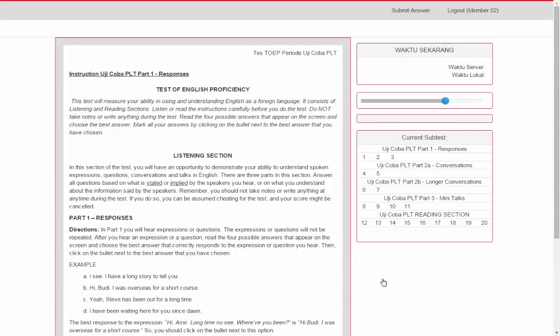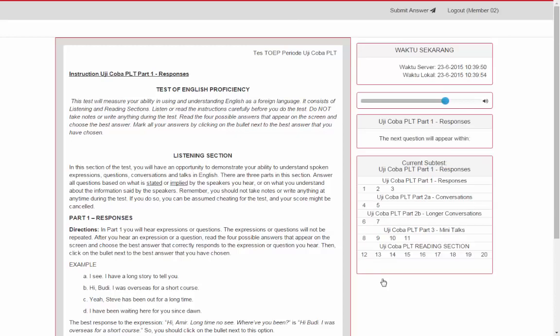Test of English Proficiency. This test will measure your ability in using and understanding English as a foreign language. It consists of listening and reading sections. Listen or read the instructions carefully before you do the test. Do not take notes or write anything during the test.